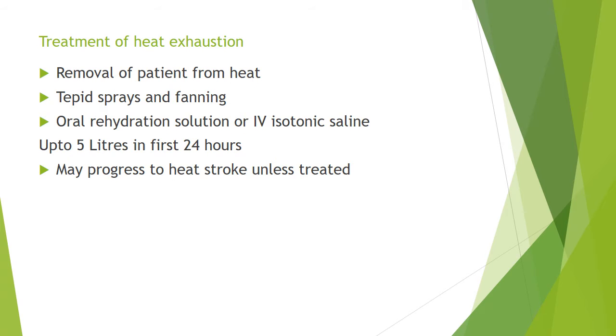So, how do we treat heat exhaustion? We will remove the patient from the heat, and then we'll do tepid sprays and fanning, and then we'll give oral rehydration solution or IV isotonic saline up to 5 liters in 24 hours. Heat exhaustion may progress to heat stroke unless it is treated.